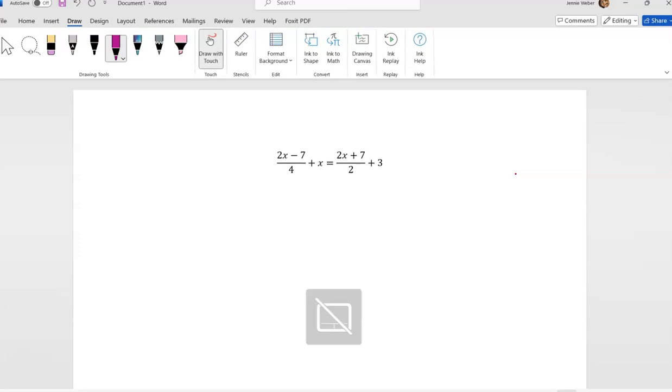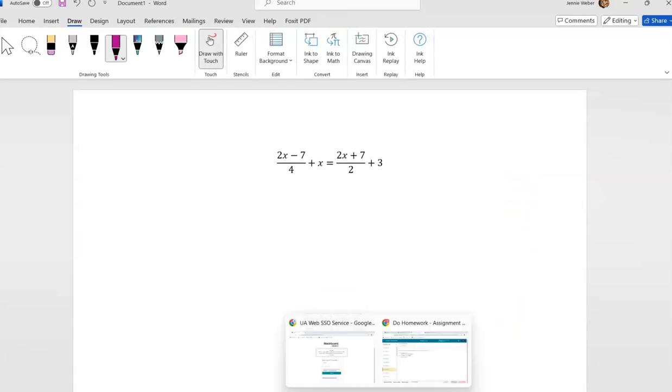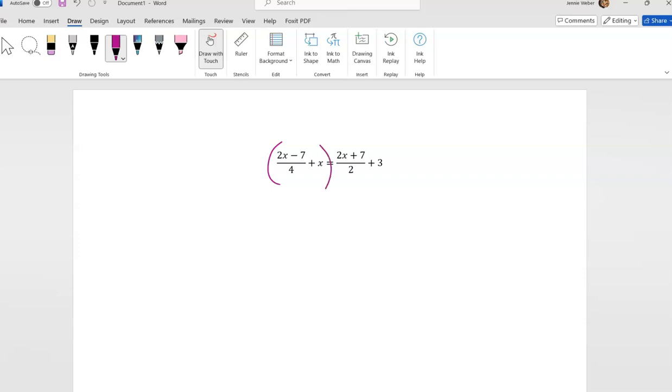So the question we have to ask ourselves is, what is the least common denominator of all those denominators? So we have a 4 and a 2. 4 is the least common denominator. You could use 8 and it would work, but I'm going to use 4, because if we can, we always want to use the smallest number possible.